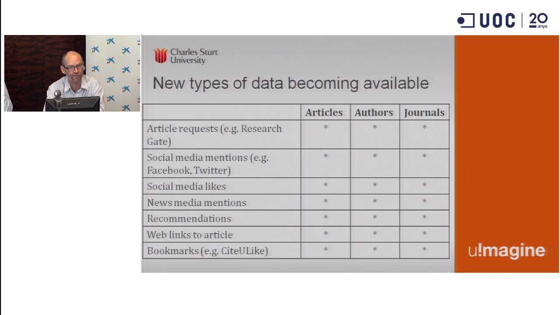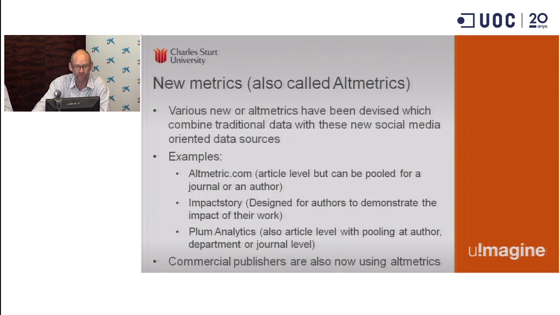Recommendations through some kinds of social media systems. Web links to articles could also be included, and bookmarks in things like CiteULike. So all of these different measures can be used, and there's a number of new metrics that are coming out that are using some or all of these measures.